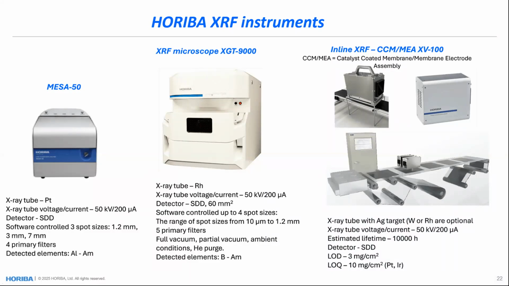We can also offer customers inline XRF, for platinum, iridium, and some other electrodes. This is an absolutely different technology, and we can put several XV100 units on a belt, take measurements, and cover a very large area. The detection limit is several milligrams per square millimeter, and 10 milligrams for quantification. It is specifically designed for platinum and iridium, but it can be adjusted for other elements like nickel, manganese, and cobalt, so it can be used for fuel cells or lithium batteries.